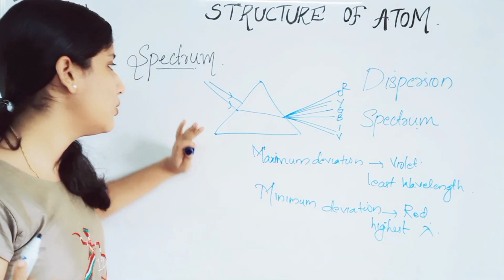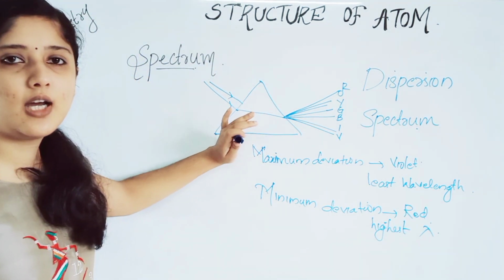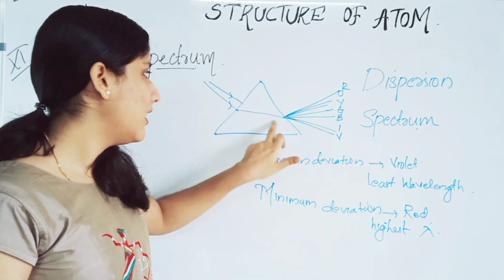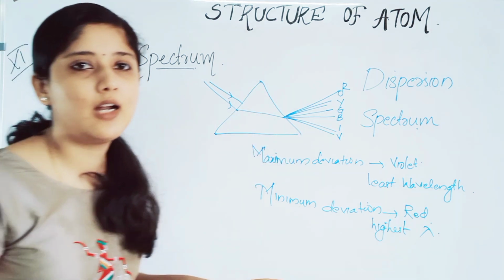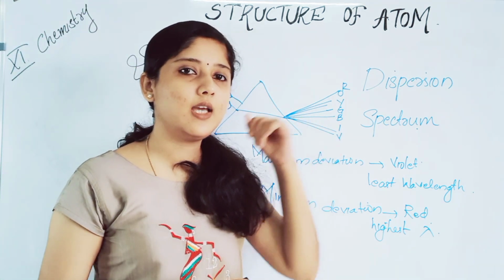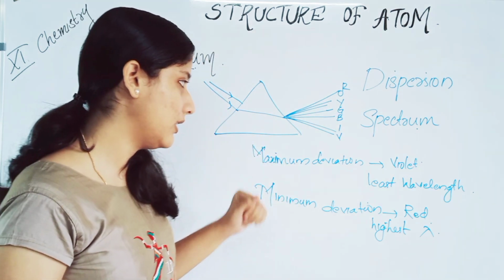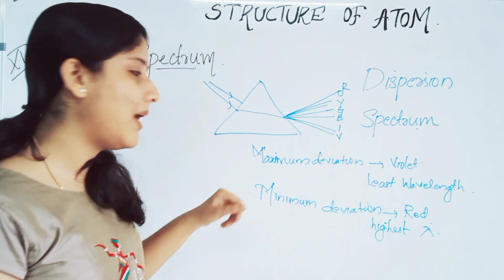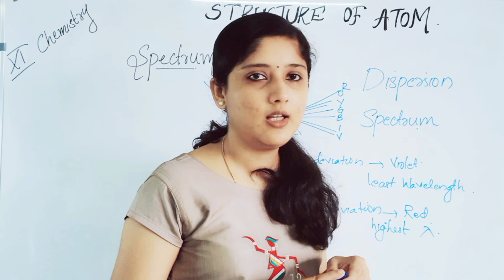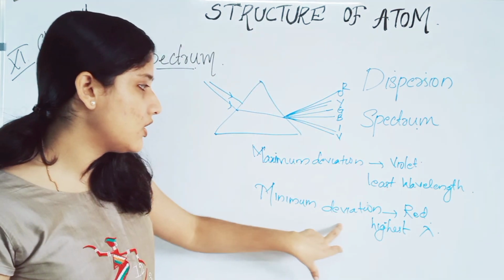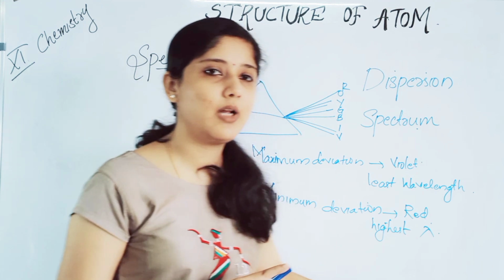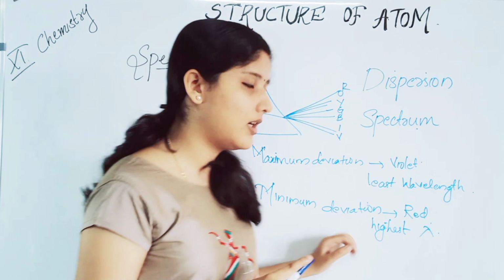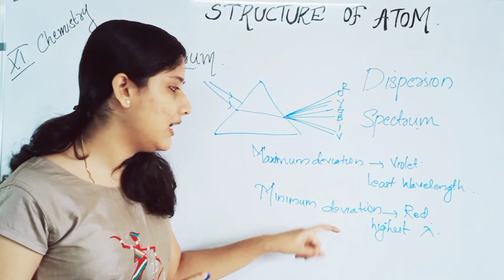When light passes through a prism, it splits into different colors, that is VIBGYOR, 7 colors. Here the maximum deviation will be for the violet color because it has what? The lowest wavelength. Highest deviation for the least wavelength color, that is violet, and minimal deviation for the red color, that is having the highest wavelength or lambda.